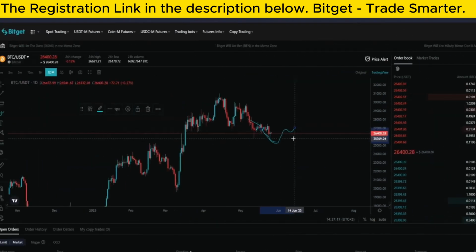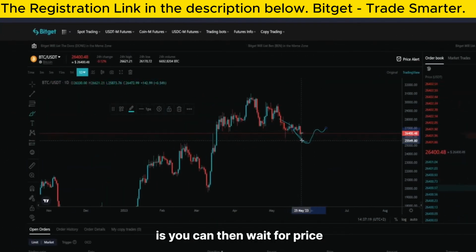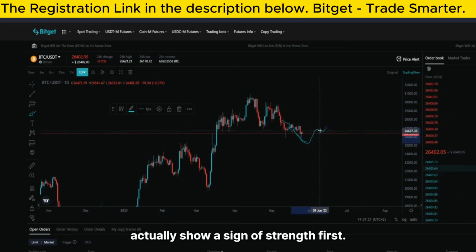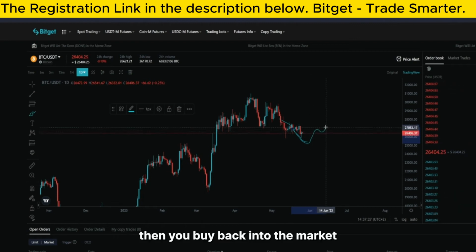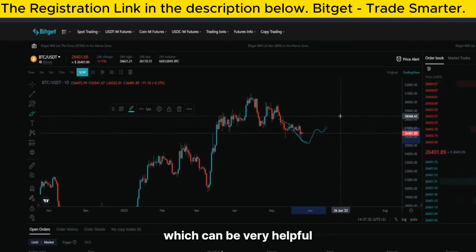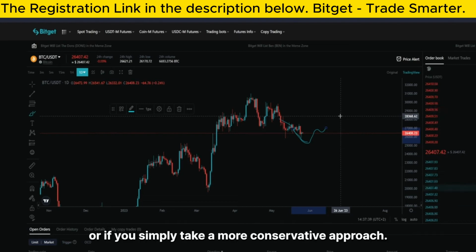I would like to execute a market order of 1 Bitcoin. What this does is you can then wait for price to actually show a sign of strength first, and then if a certain price point has been hit, you buy back into the market, which can be very helpful if you are just not sure whether this is going to drop further or if you simply take a more conservative approach.